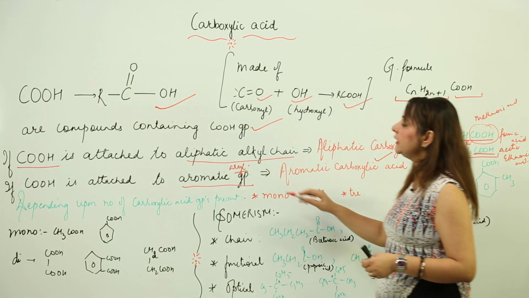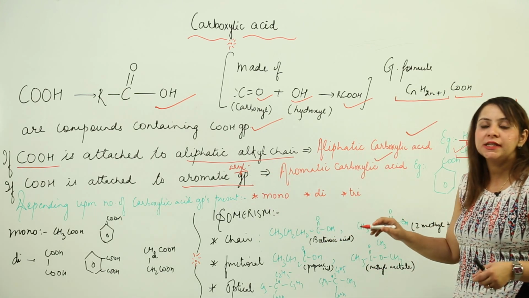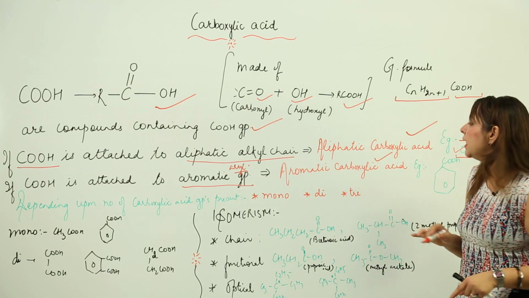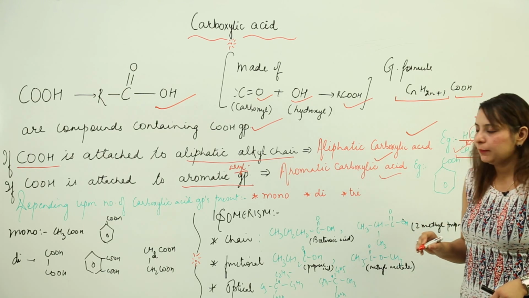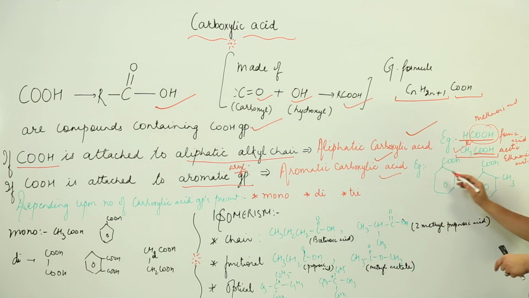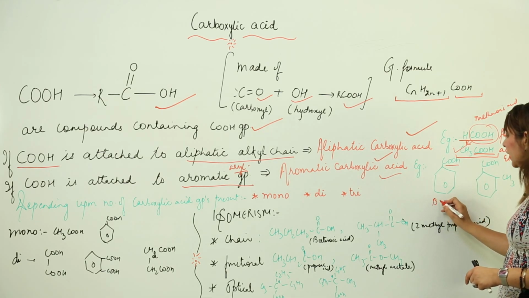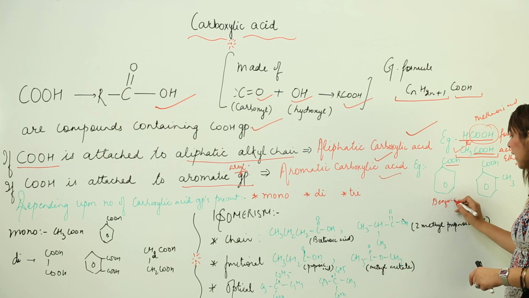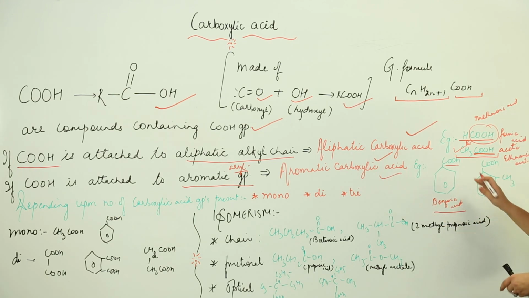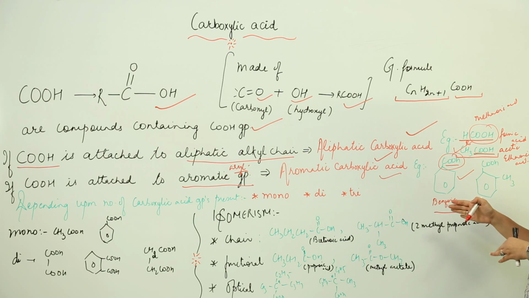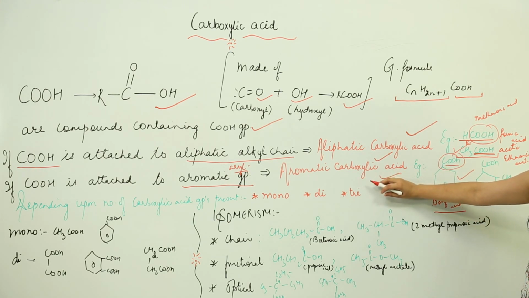Now if carboxylic acid is attached to an aryl group, that means there is a ring-like structure, then it is particularly an aromatic carboxylic acid. Just look at the example. Suppose I have my benzene ring, and to this the carboxylic acid is attached, and the name for this compound is benzoic acid. So when you see that the carboxylic acid is attached to a ring-like structure, particularly benzene, it is a member of aromatic carboxylic acids.